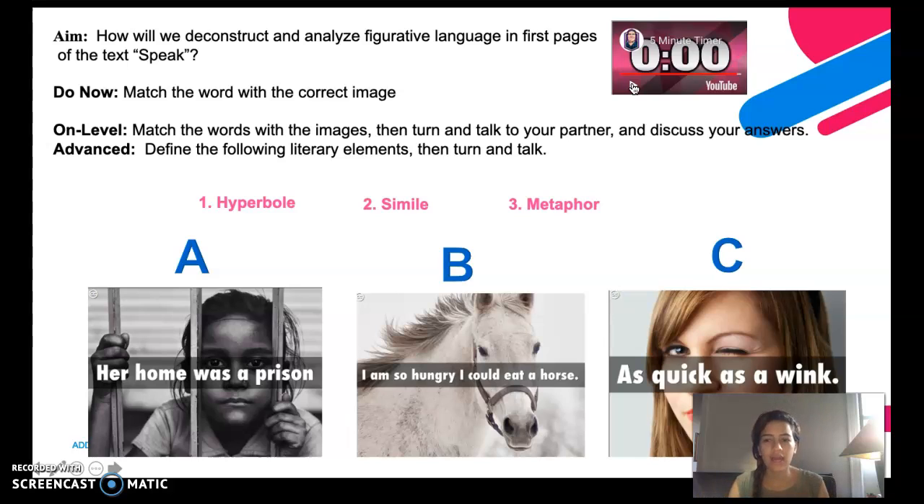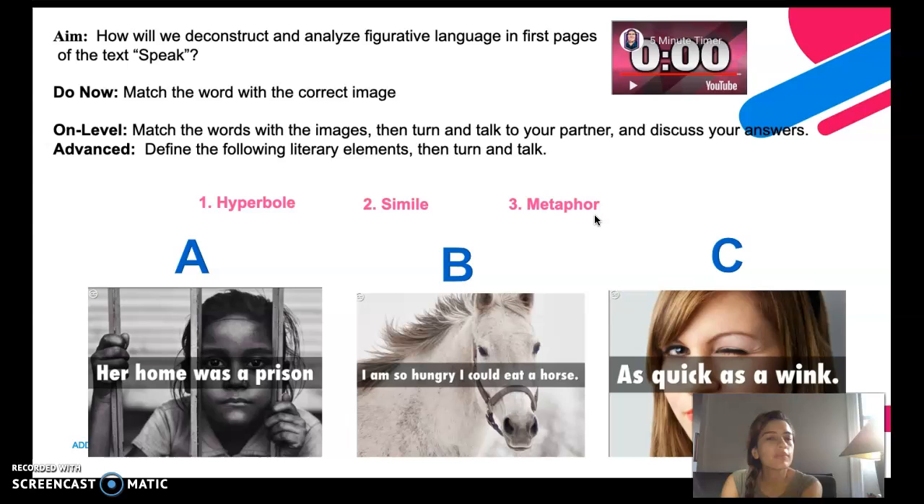Okay, all right, Natalia? Yes? Well, how about we start with defining each one of them? How about you define each one of the words here? Hyperbole, simile, and metaphor. Do you remember what they mean? What's the difference? Let's go with something easy. All right, go for it.